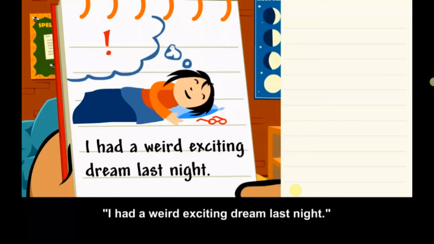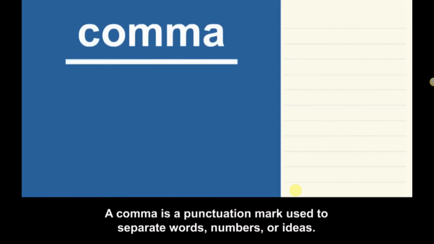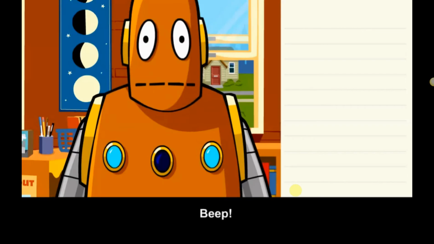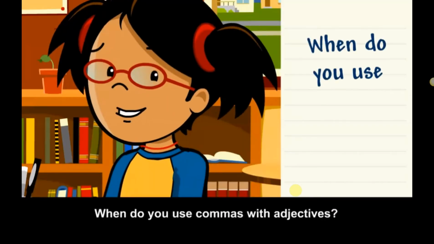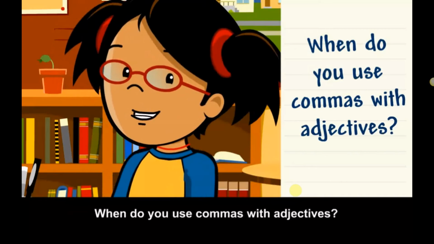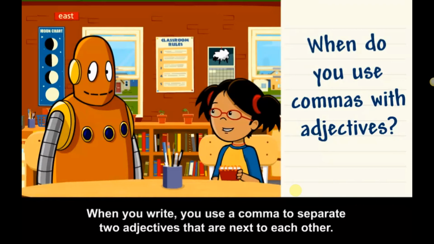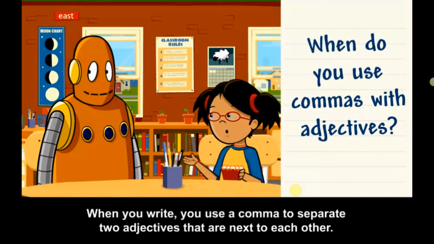I had a weird, exciting dream last night. I'm missing a comma. A comma is a punctuation mark used to separate words, numbers, or ideas. When do you use commas with adjectives? An adjective is a word that describes a noun. When you write, you use a comma to separate two adjectives that are next to each other.